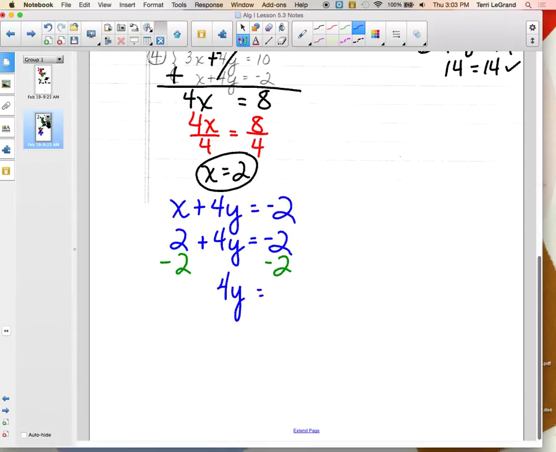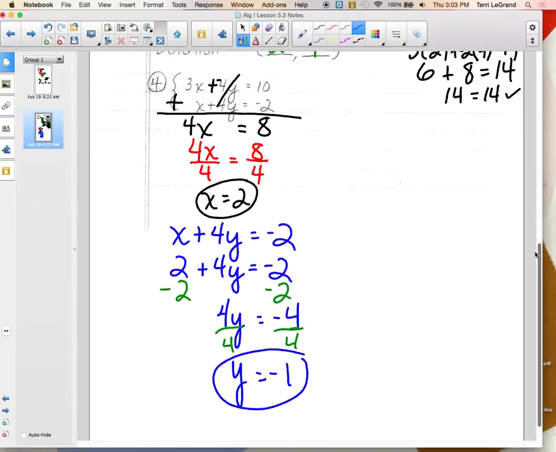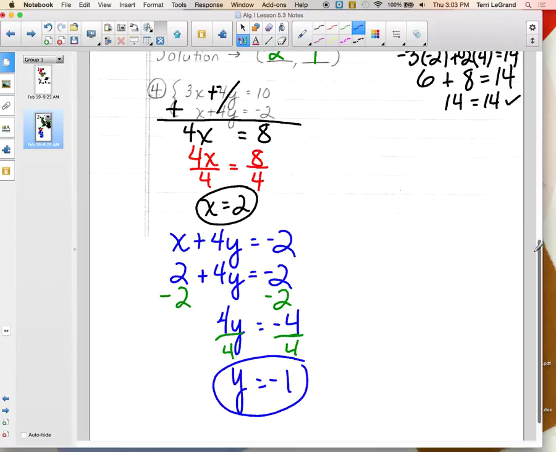What's the right side become? -4. That's the right answer. And y equals what? -1. Or at least that's what we think anyway, right? So, what do we write? Ordered pair (2, -1), and then yes, we now check it to make sure.